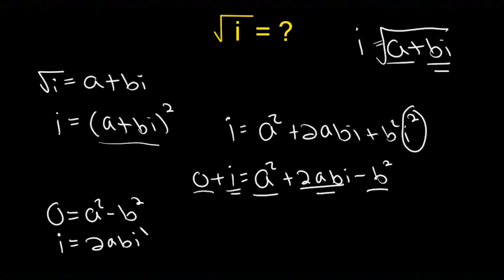So my other equation is going to be i is equal to 2abi. Now remember, I don't technically have to write the i's here because I have them on both the left-hand side and the right-hand side. So naturally, they are going to cancel each other out. So this will cancel, this will cancel. I'm left with 1 on the left-hand side.